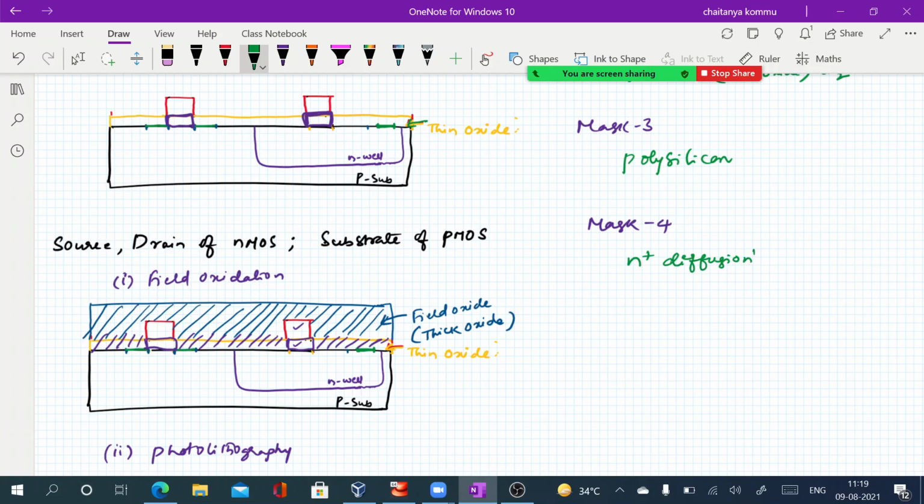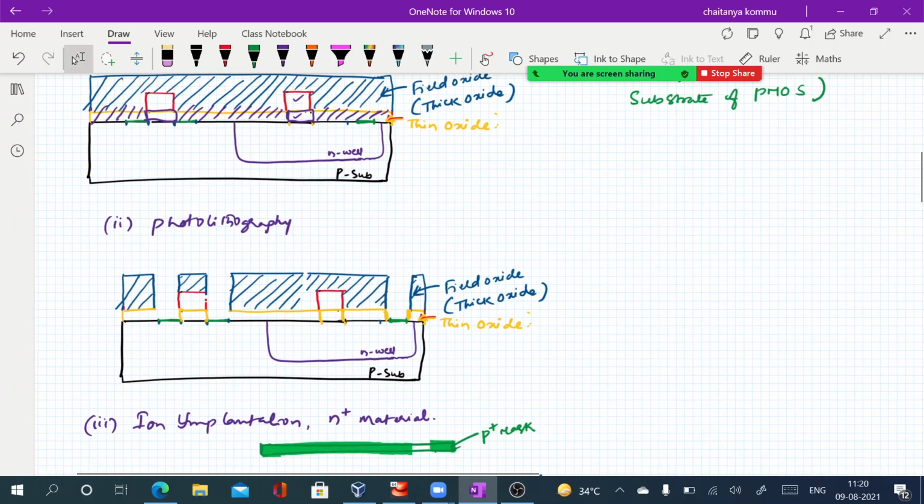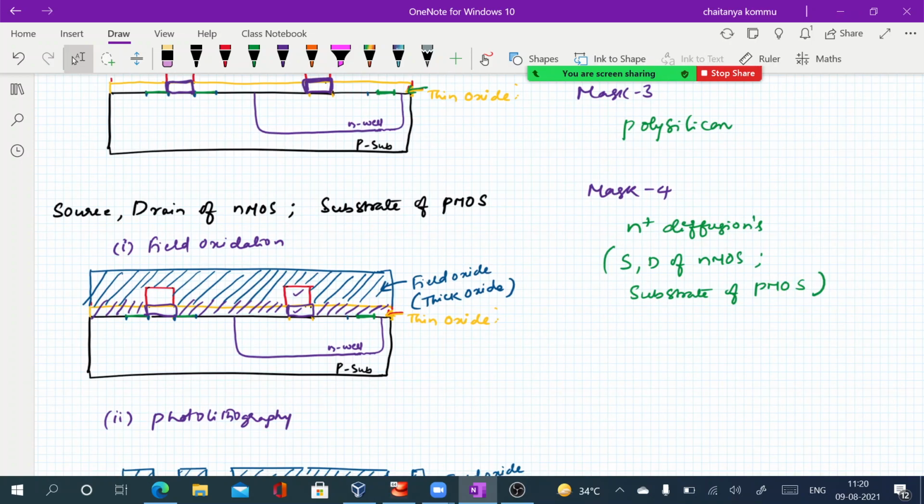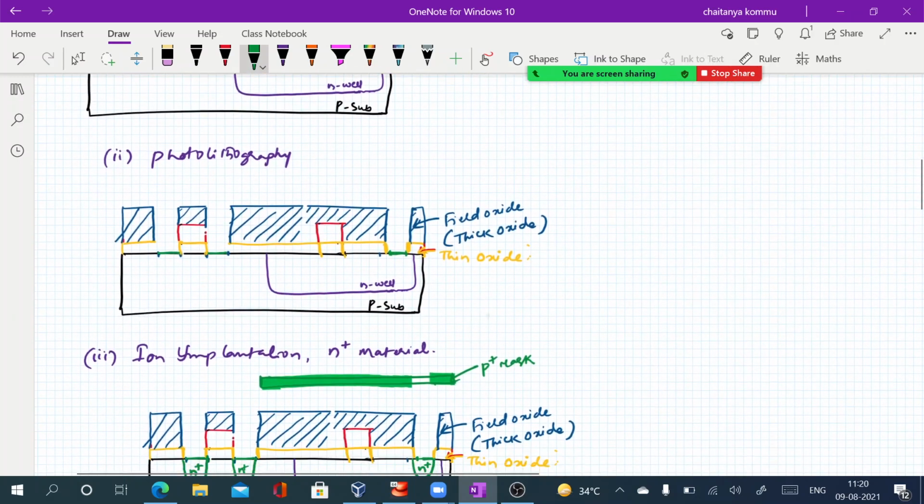Actually, ion implantation techniques are used for n plus diffusions. N plus diffusions are used for the source and drain of the NMOS transistor, and the substrate contact of the PMOS transistor. Please remember. So for n plus diffusions, what we have to do is create a mask over there.